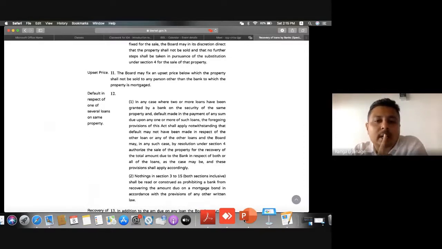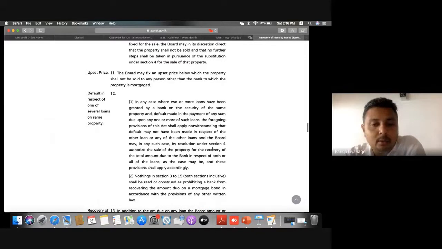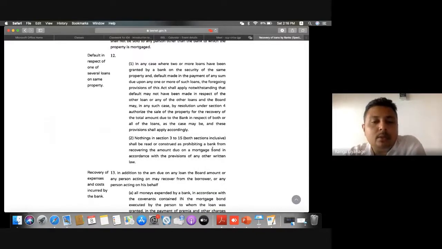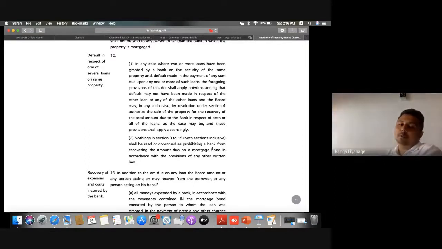The foregoing provisions shall apply, notwithstanding default may not have been made in respect to the other loan or any other loans. The board may pass the resolution under section 4 to recover the whole of the amount. Right? So nothing in sections 3 to 15 inclusive will be read to construe as prohibiting a bank from recovering the amount due on a mortgage loan in accordance with the provisions of any other written law. Now keep that in mind.